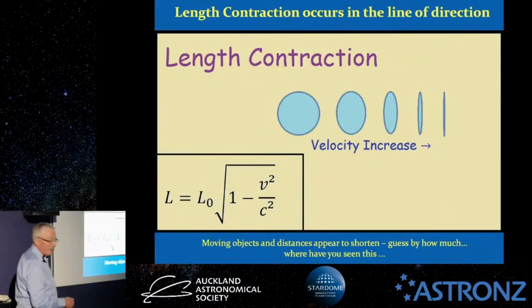Where have you seen that formula? That's your length formula. So this L represents the observed length when you're seeing someone travel at high speed, a ruler traveling at high speed.